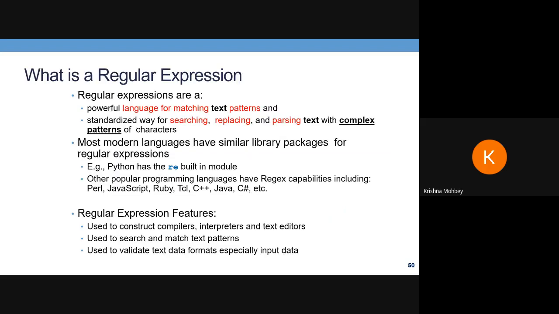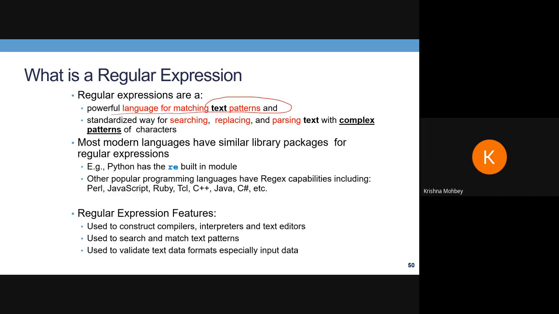Okay, so now we have seen the strings. The second portion is the regular expression. Regular expression also mostly works on the data which is available with us, either in the form of a list, in the form of text, or in a string. It is mostly used to search something from the available strings. So as you can see, it is a powerful language for matching text patterns.